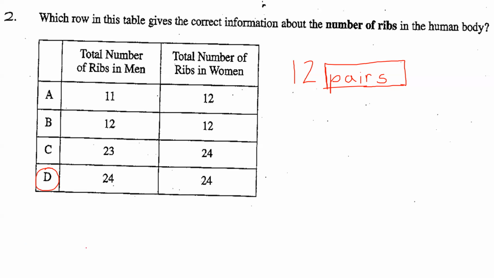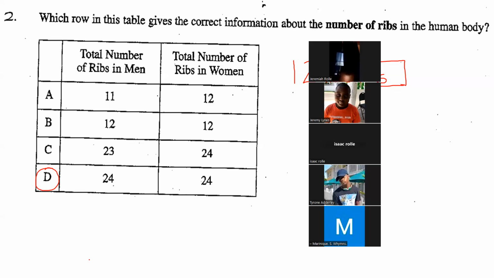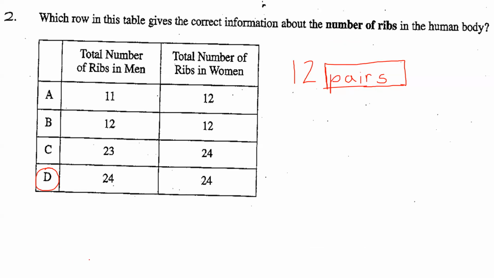So what I want you to do is, let me show you what I mean by 12 pairs, so we could actually count them. So you can see what I mean. Jeremiah, turn off your camera for me, please. So please write this down, and also write down the correct answer.